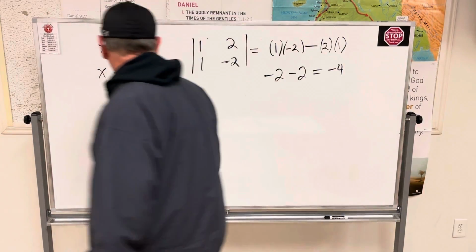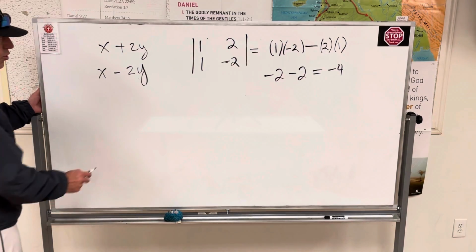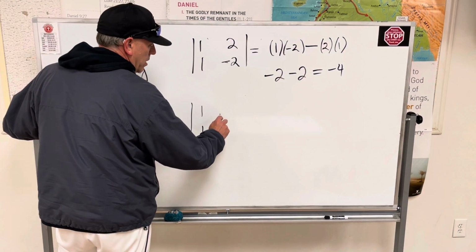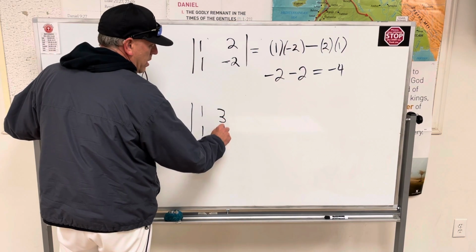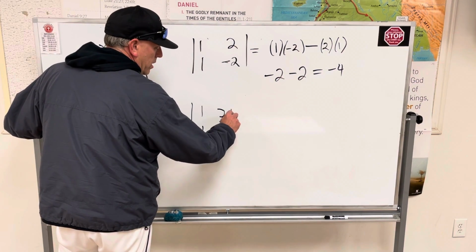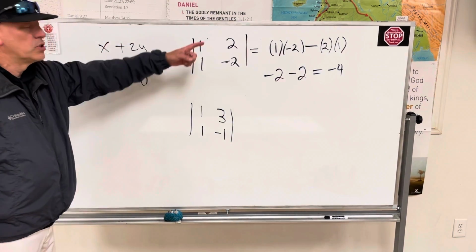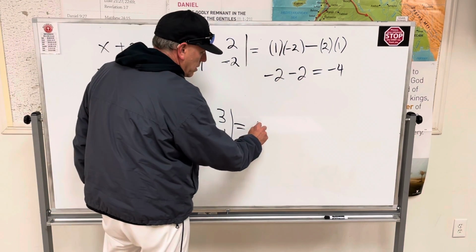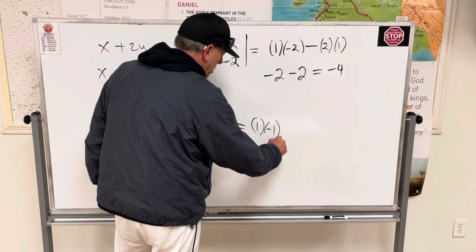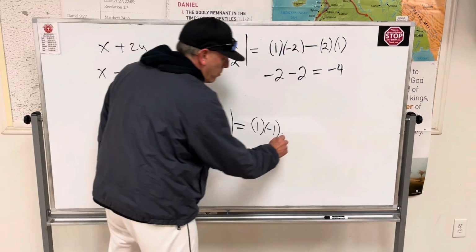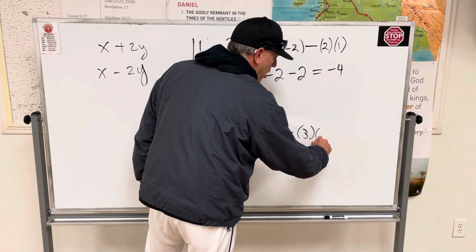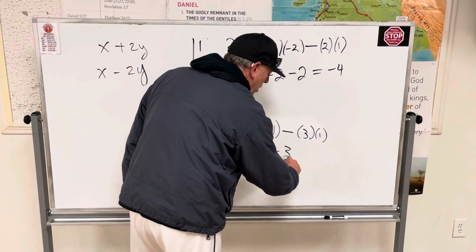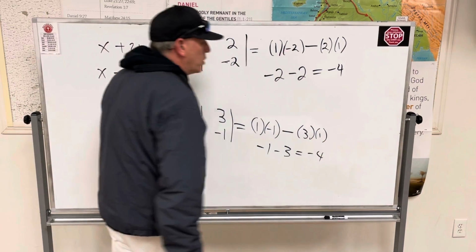Let's show you another one. What if I did this determinant? I had 1, 1, 3, minus 1, and I said, let's do the same process with that. So we take 1 times minus 1. We take 3 times 1, so minus 3 times 1. This will give us minus 1 minus 3, which is minus 4 also.